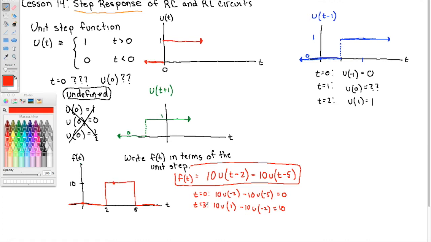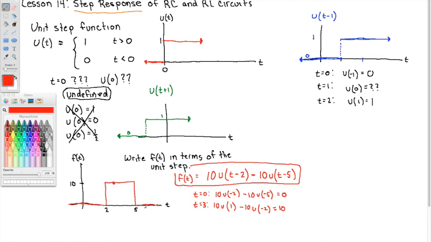In fact, any value of t between 2 and 5 is going to make this argument positive, and this argument negative. And that makes this term 10 and this term 0. So we have 10. So anything between 2 and 5 makes our function 10. That's good. That's this part.